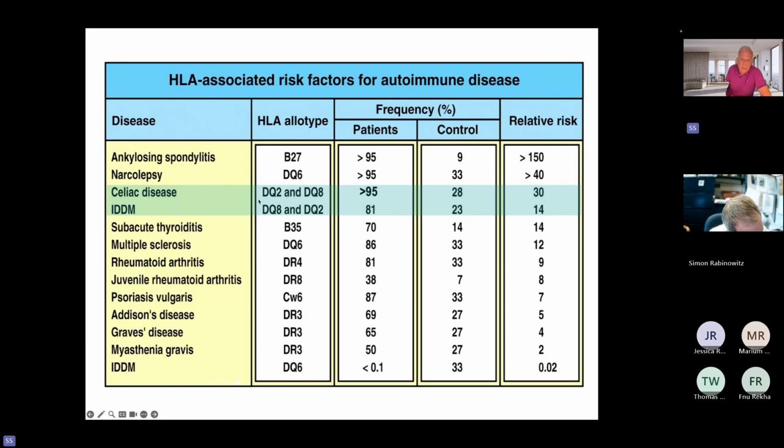In celiac disease, DQ2 is much more common than DQ8. In diabetes, DQ8 is much more common than DQ2. And the frequency of DQ2 and or DQ8 is greater than 95%, I would say really 100% in celiac disease, and 80% in diabetes. And this compares to the overall prevalence in the control population. So the relative risk is estimated at 30-fold for celiac disease and 14-fold for diabetes if either of these two genes is expressed.